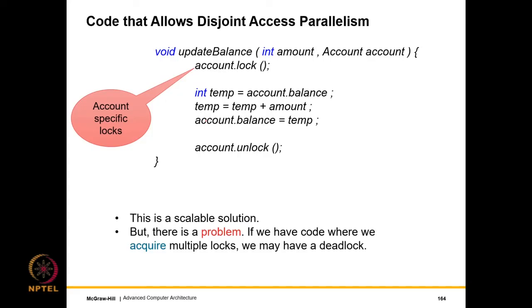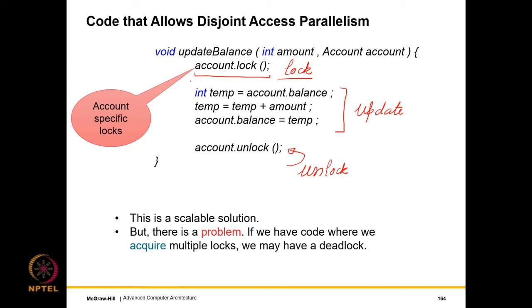So now let me show a piece of code which is far more scalable, in the sense that disjoint access parallelism is allowed. It is the same code, but instead of having one global lock address, we have a lock address associated with each account. So we lock that, then we proceed to do the account update, and then we unlock. So we go lock, we proceed with the account update, and then we unlock.